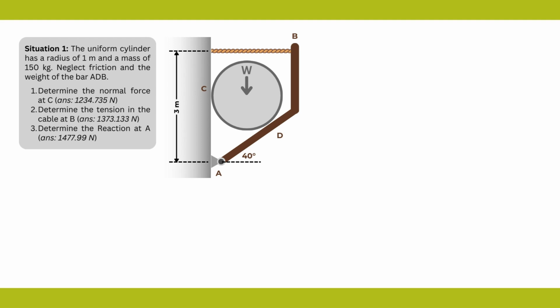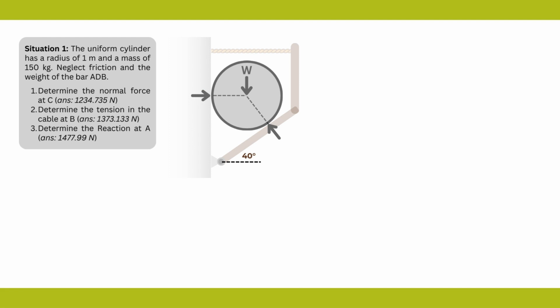Since ang force observed natin is at point C, which is yung sa contact point ng cylinder sa wall, let's observe a free body diagram considering the cylinder only. Looking at the figure, meron tayong two unknown values. Therefore, need lang natin mag-come up with two equations para masolve yung mga values na yun. Let's denote this as RC and this one naman as RD.